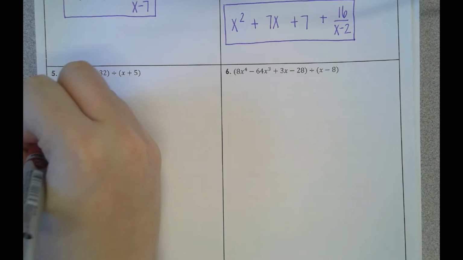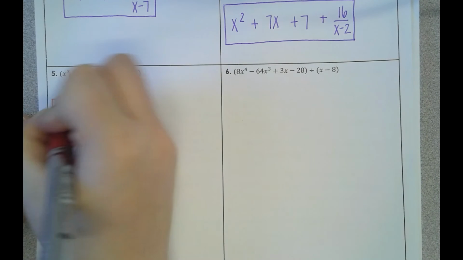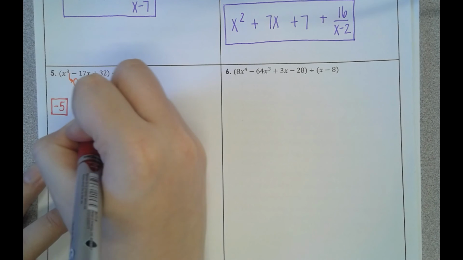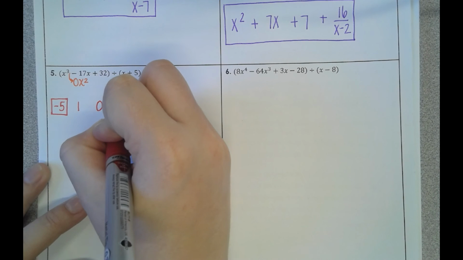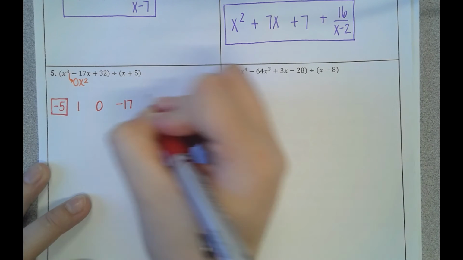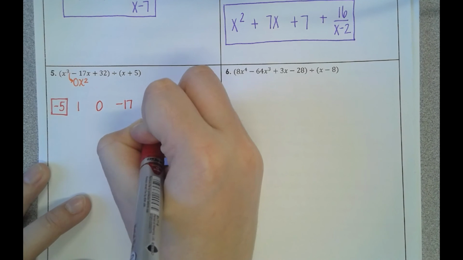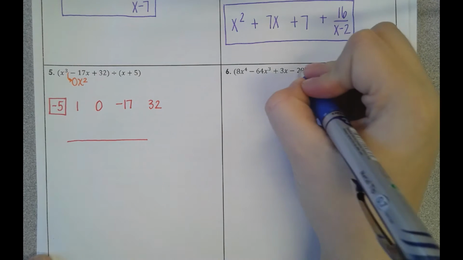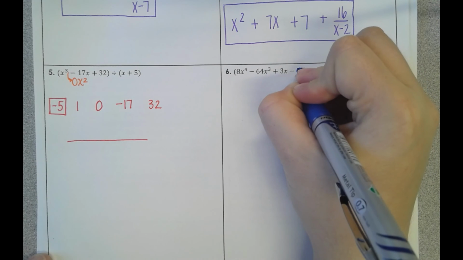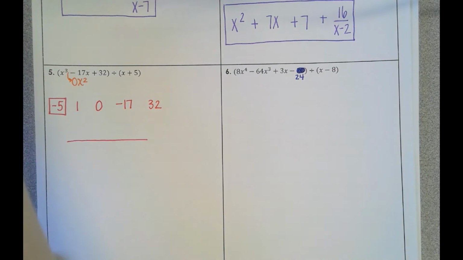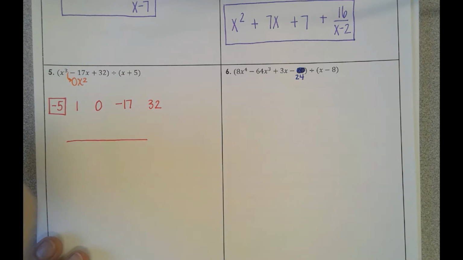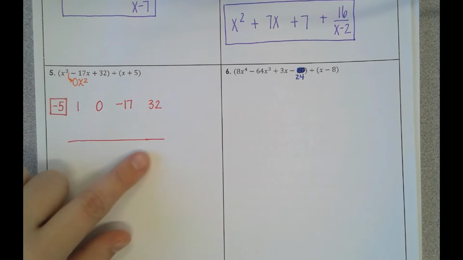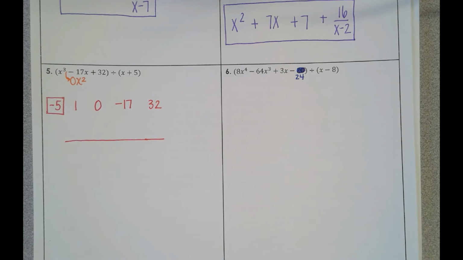So what number goes in our box? -5. And then across the top, 1, 0, -17, 32. See if you can get those numbers on your own.